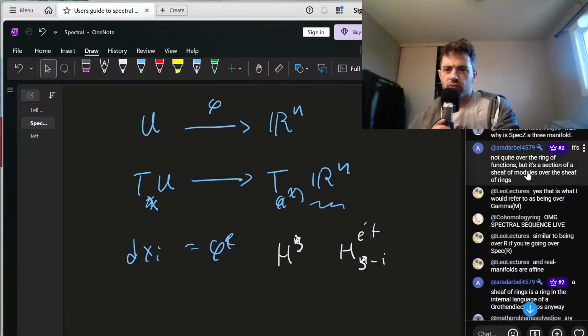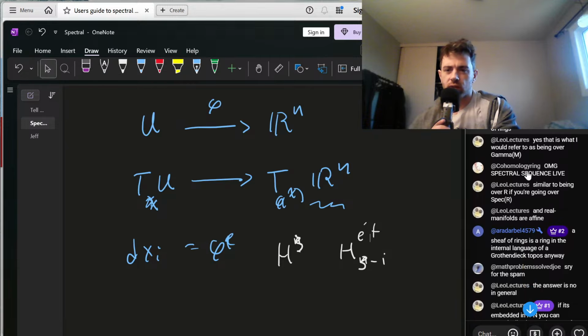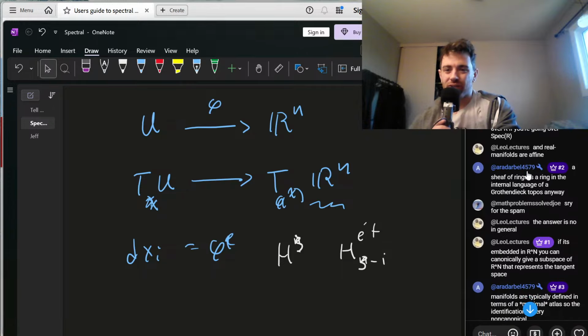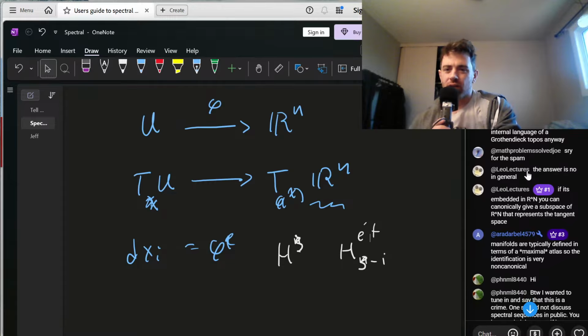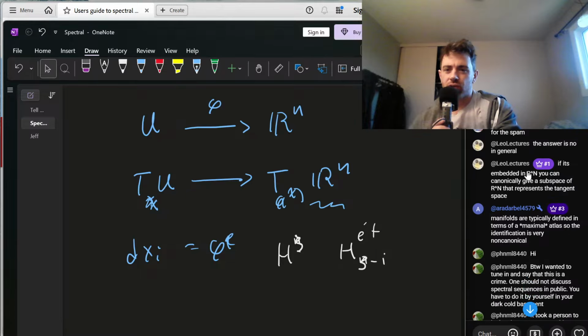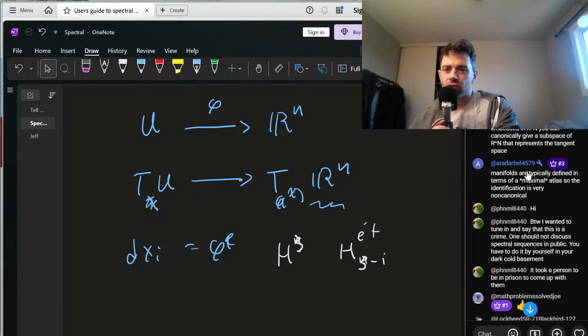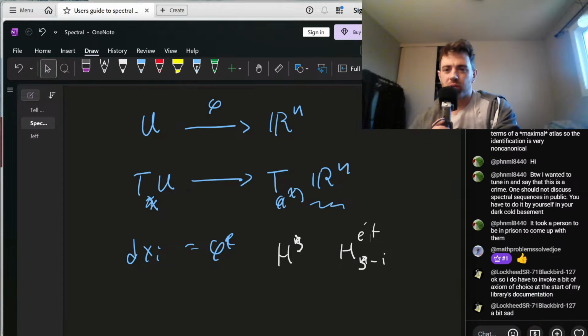It's not quite over the ring of functions, but a section of a sheaf of modules, yeah. Yeah, maybe we'll go back to spectral sequences in a second here. Similar to being over R, if you're going over Spec R. A sheaf of rings. Yeah. The answer is no. If it's embedded in Rn, you can canonically, well, but embedding in Rn is very non-canonical, so I don't know if I would consider that discounting.